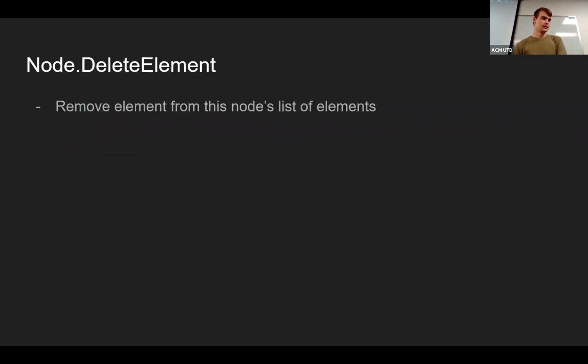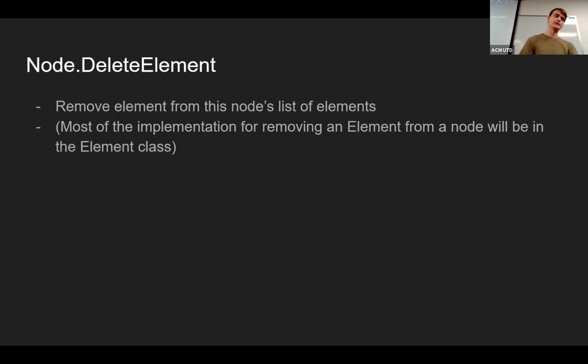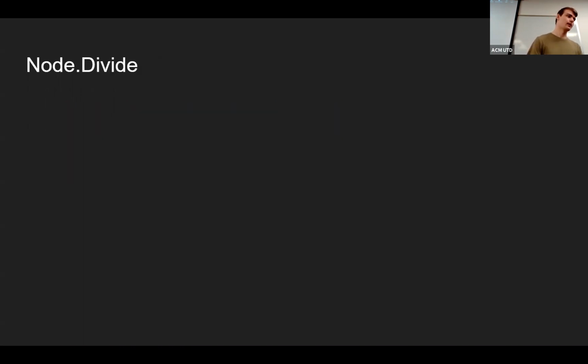Okay. Delete element is a bit different, and most of the work actually happens in the element class. So we'll look at that. Now let's look at the divide, which is one of the big operations. So the big operations are adding, removing, which we'll look at in a second, dividing and merging.